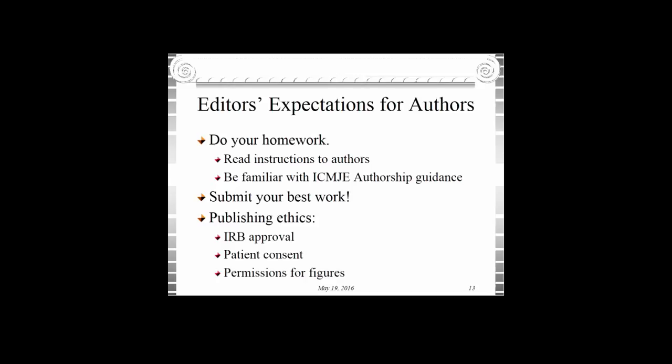So you want to know what editors want from you. Read their instructions to authors, and avoid sending frivolous emails to editors asking, do you think your journal wants to publish my paper? You can usually answer that yourself if you read the instructions to authors and look at what the journal is publishing. And always submit your best work. Don't rush to submit something. Polish it. Let it sit for a day or two. Go back and a lot of typos will jump out at you. Show that you are capable of producing a publication-quality article upon your first submission.